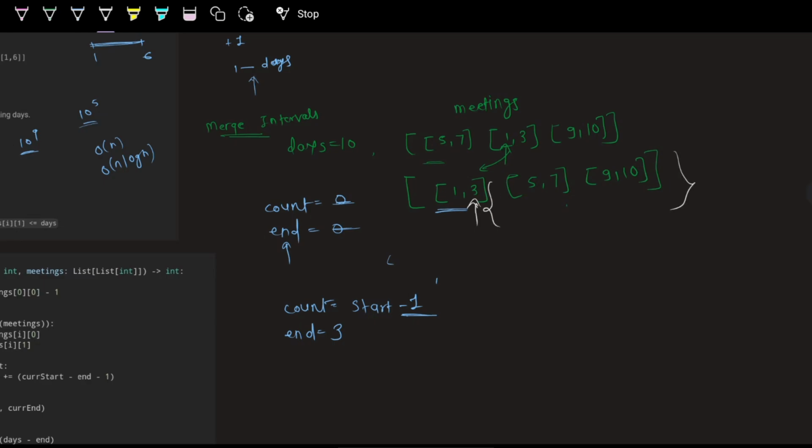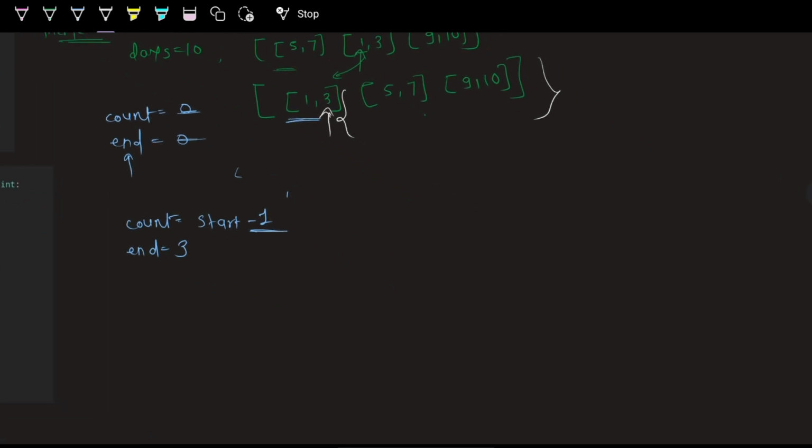That is from the first to the last element. Now this was my start count. What is my count value now? My count value is basically start, which is 1 only, and 1 minus 1 is 0. My count is 0. My end is 3. Now I am here.